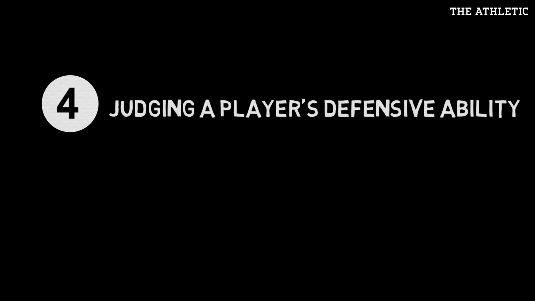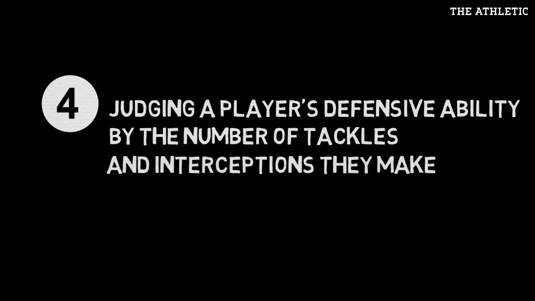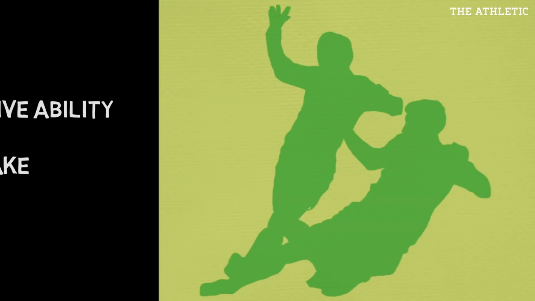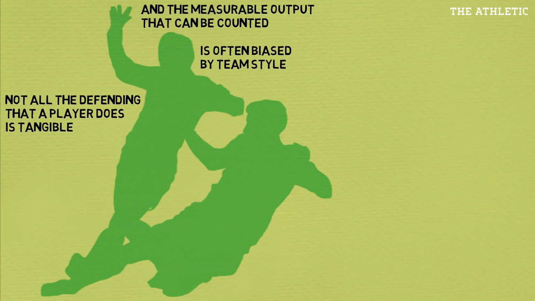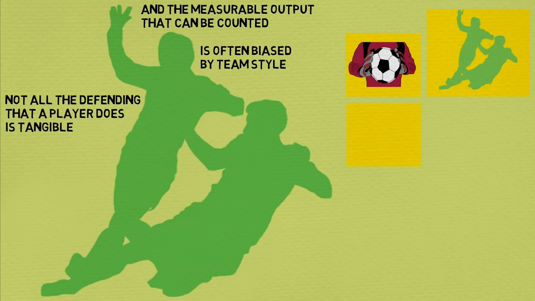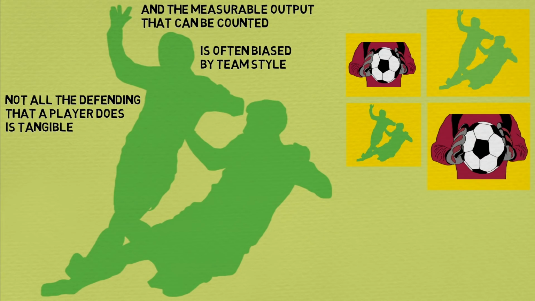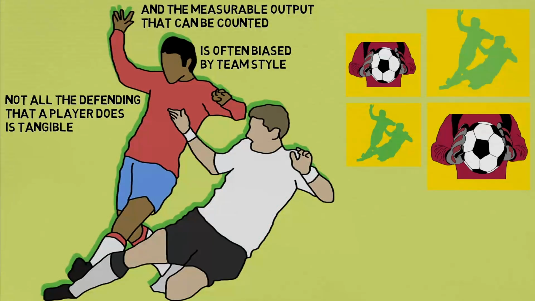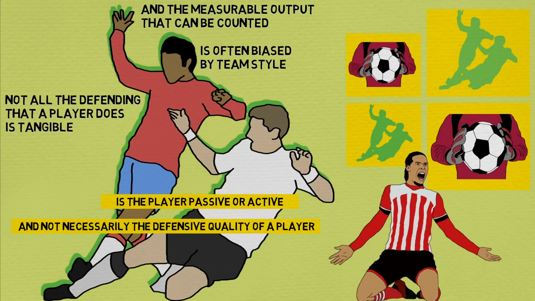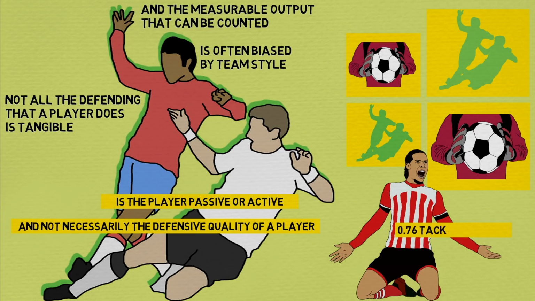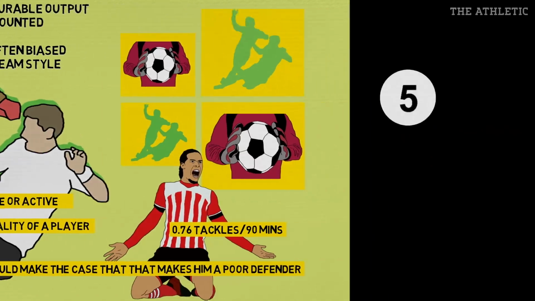4. Judging a player's defensive ability by the number of tackles and interceptions they make. Not all the defending that a player does is tangible, and the measurable output that can be counted is often biased by a team's style. Logically, if a team has less possession, they have more opportunities to defend, and vice versa. For that reason, tackle and interception numbers are better indicators of defensive style, i.e., is the player passive or active, and not just necessarily the defensive quality of the player. Virgil van Dijk attempts just 0.76 tackles per 90 minutes, and yet no one would make the case that that makes him a poor defender.